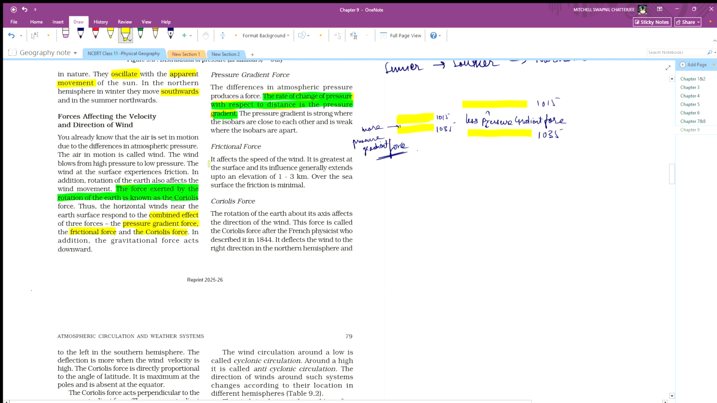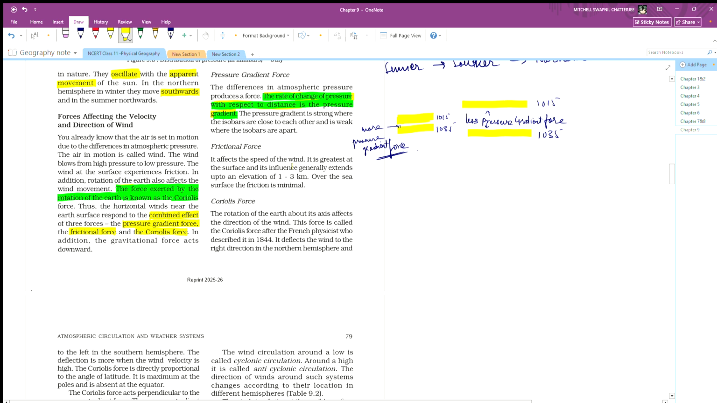Frictional force affects the speed of the wind. It is greatest at the surface, and its influence generally extends up to an elevation of 1 to 3 kilometers. Over the sea surface, friction is minimal; there are not many dust particles in the sea, so maybe that's why the friction is minimal.